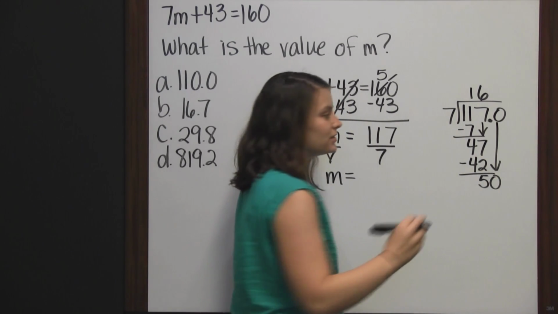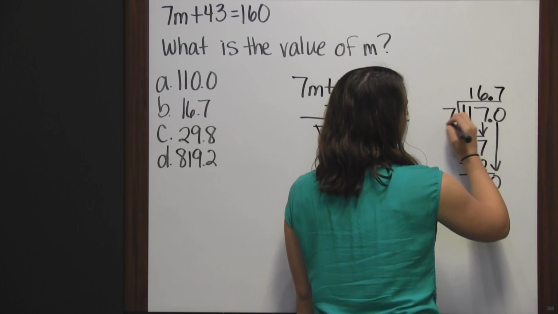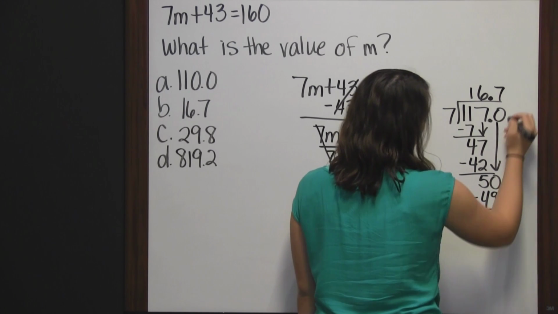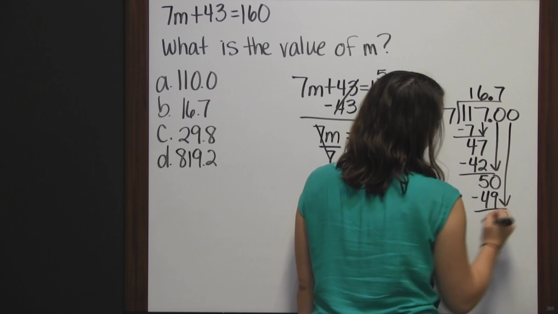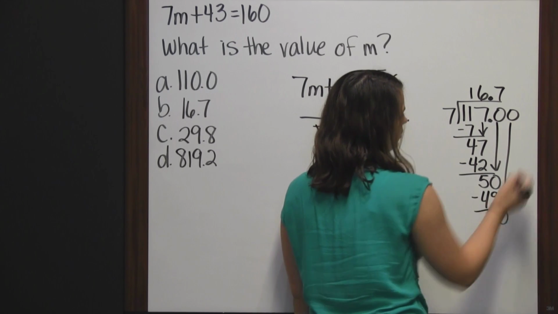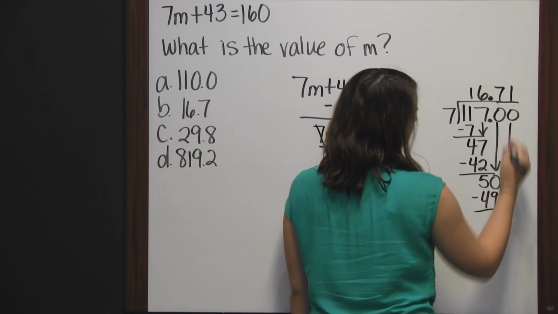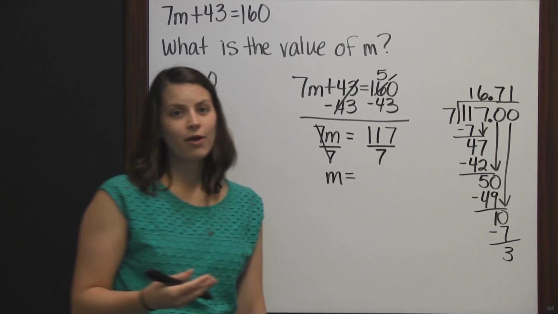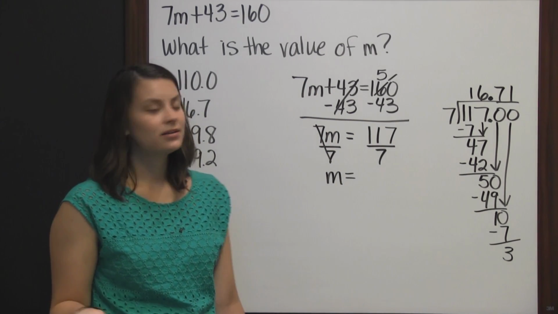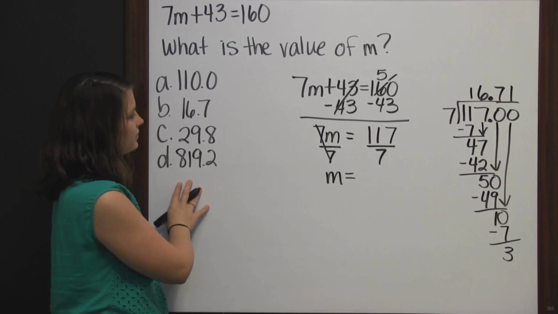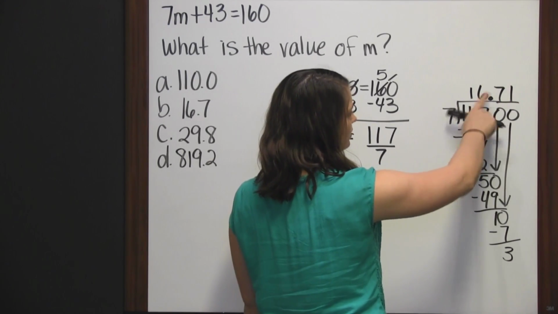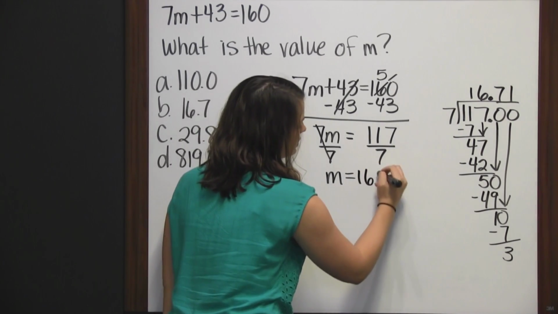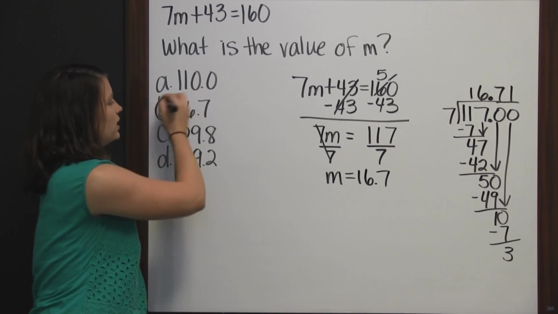7 goes into 50 7 times. 7 times 7 is 49. We subtract and we get 1. We add a 0 and bring it down. 7 goes into 10 one time. 7 times 1 is 7. We subtract and we get 3. And we could keep going, but really, that's all I need to find my answer. The 1 tells the 7 to stay the same if we're rounding to the tenths place. So our answer is 16 and 7/10, which is answer choice B.